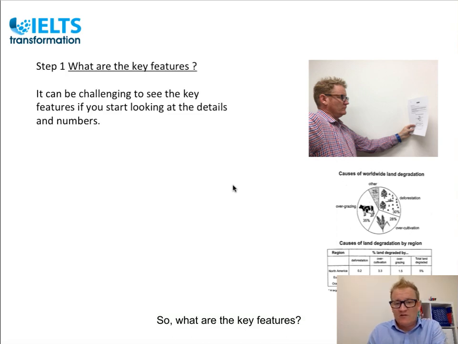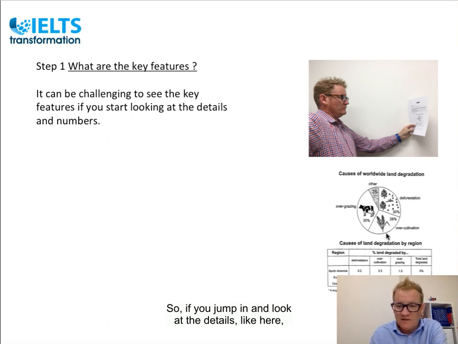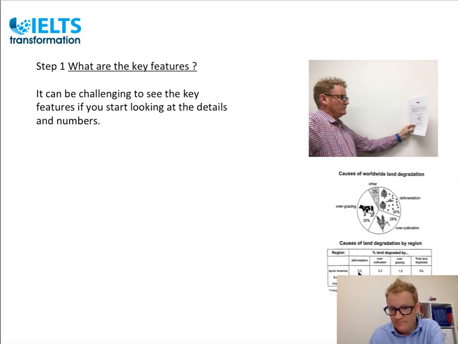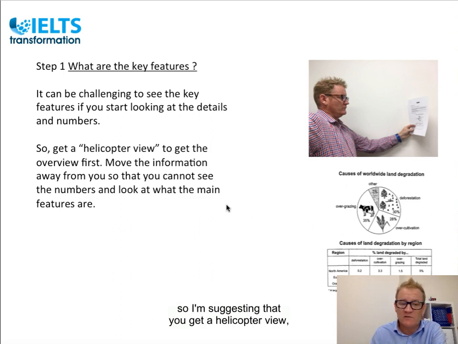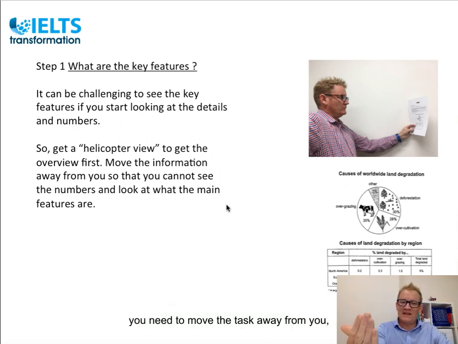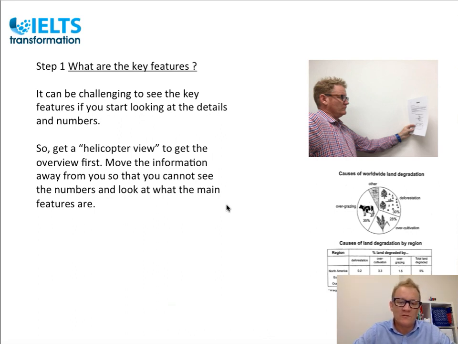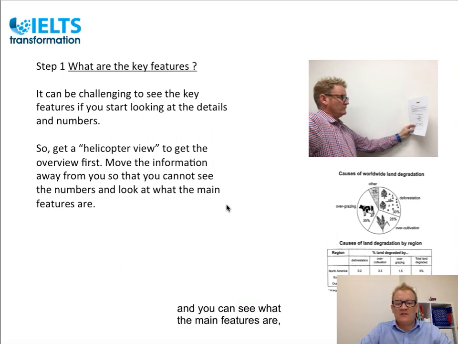So what are the key features? If you jump in and look at the details, like here, it makes it challenging to find the key features. So I'm suggesting that you get a helicopter view, as you can see in that beautiful picture. You need to move the task away from you so that you can't see all the little numbers and you can see what the main features are.